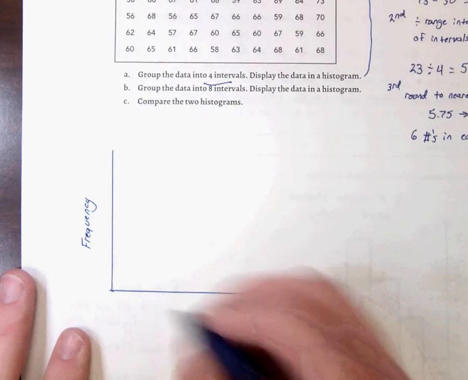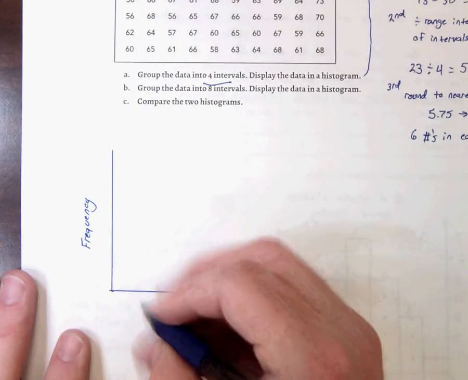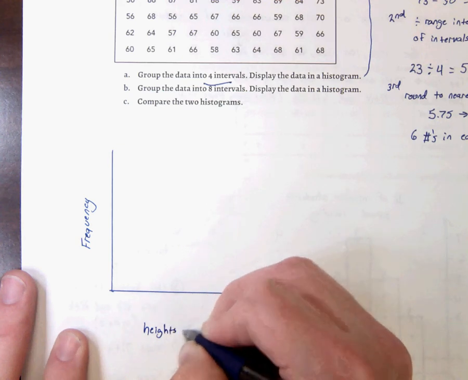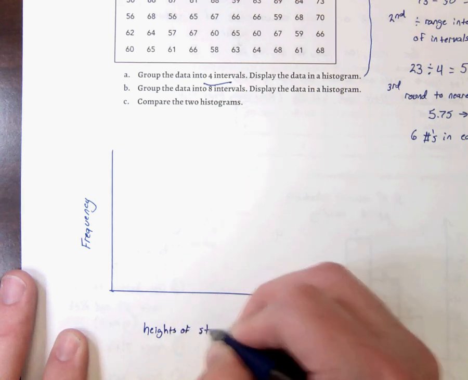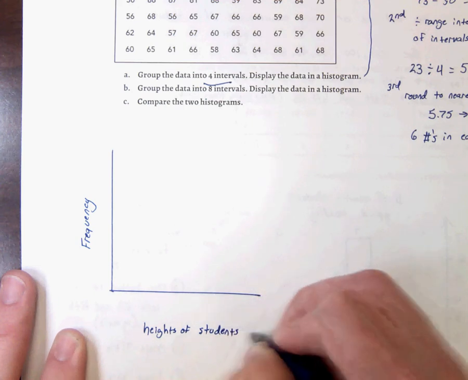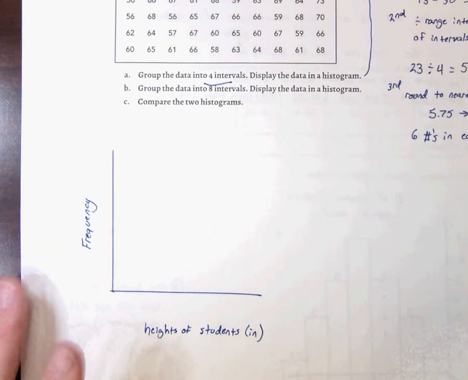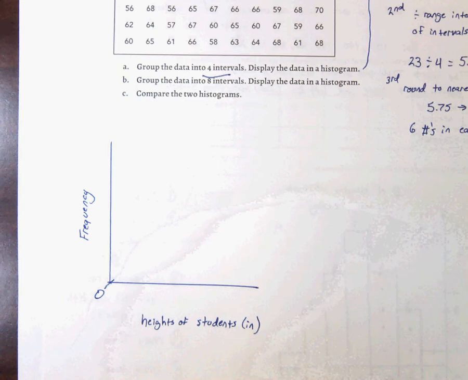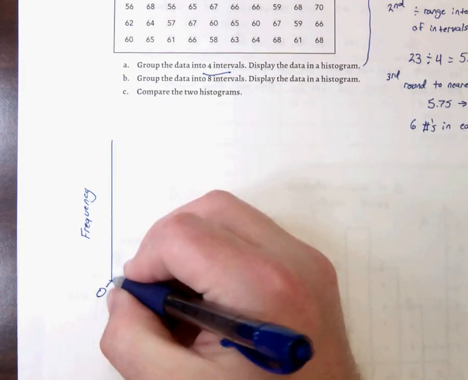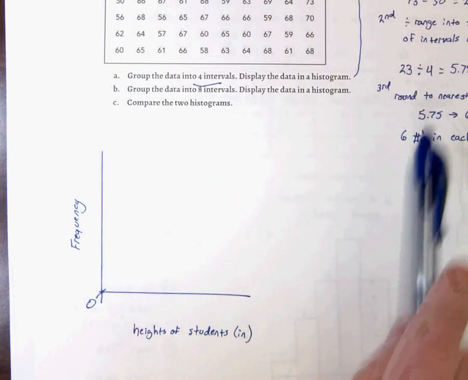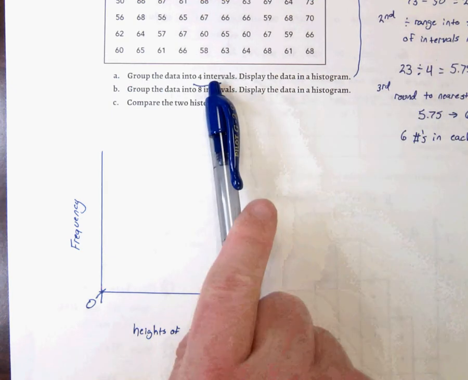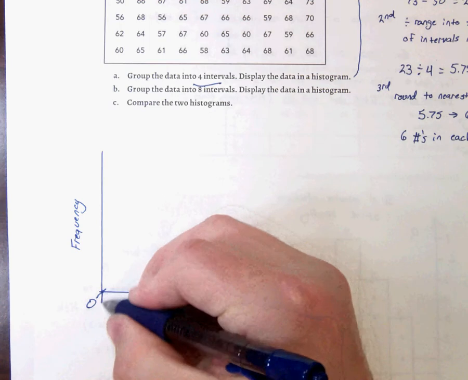Next, we need our numbers. So, don't forget 0, always in the corner. And we already know we're going to split it into 4 intervals. So, let's create 4 sections. Alright, let's start. Our smallest number is 50. We're going to count 6 numbers.